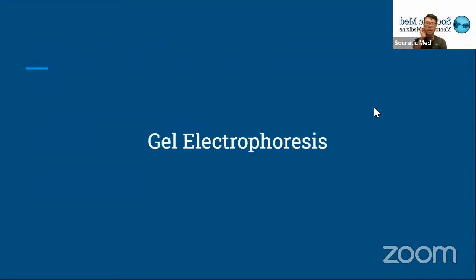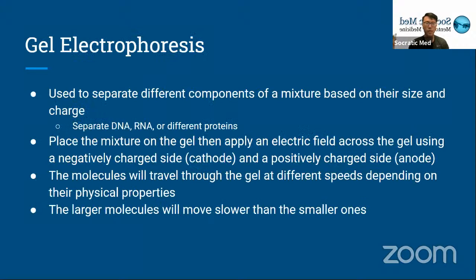So last topic for today, I'm going to go over gel electrophoresis. Gel electrophoresis is a method used to separate different compounds based on their size and charge. This is most commonly used to separate DNA, RNA, and different proteins. You place the mixture of DNA, RNA, or proteins on the gel, and then you apply an electric field across the gel that has a negatively charged side, the cathode, and a positively charged side known as the anode.